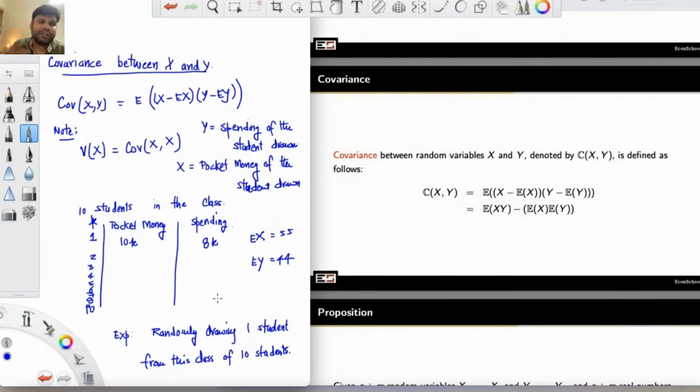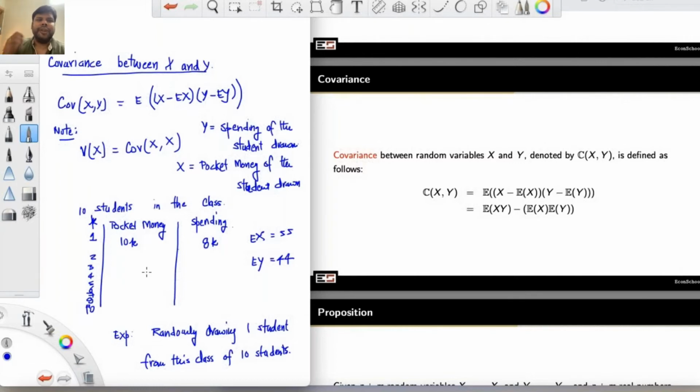It turns out that the sign of the covariance will be positive. The reason is because the higher the pocket money, the higher the spending on average. Does this make sense? If your pocket money is 30, then you are spending 24. If your pocket money is 40, you are spending 32. If your pocket money is 100, you're spending 80. So it's this kind of upward relationship. Covariance gives you exactly that.